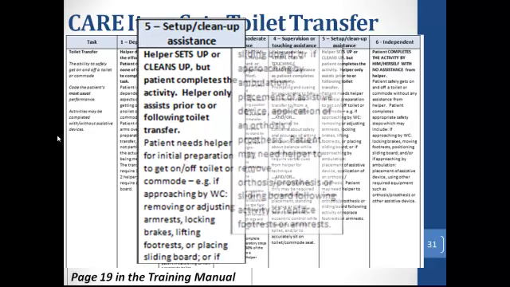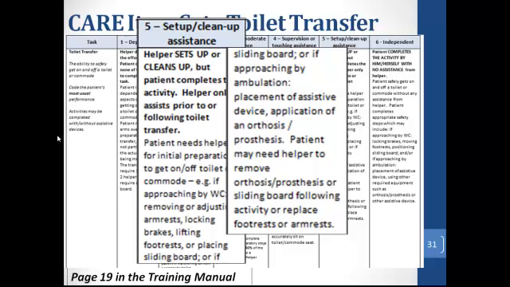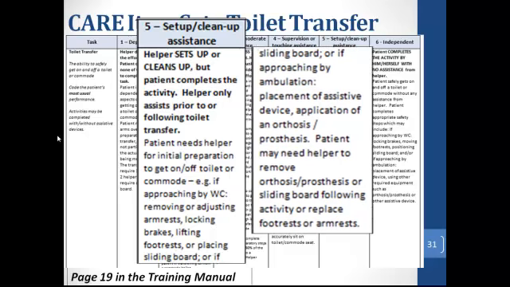Or, if the patient wears an orthotic or prosthetic, they may need help in donning or doffing it prior to the transfer or after. As we've mentioned before, how much assistance the patient needs in donning and doffing the prosthesis is not a factor in choosing the score for this item. Let's look at example number 1.